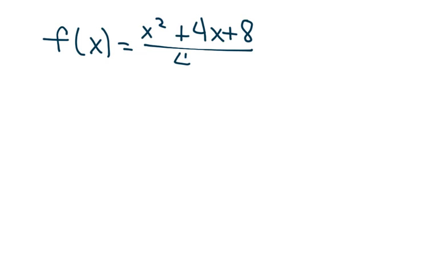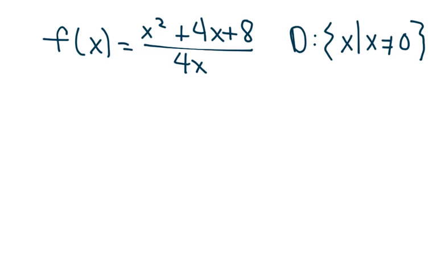Alright, the next problem, or the last problem, is f of x equals x squared plus 4x plus 8 over 4x. So for the domain, it's all reals, but x cannot be 0. I have an oblique asymptote because the degree in the numerator is 1 higher than the denominator. So I have an oblique. That means I don't have a horizontal. I can write NA on that.